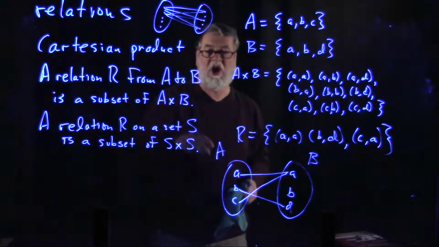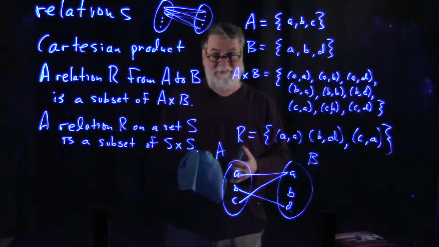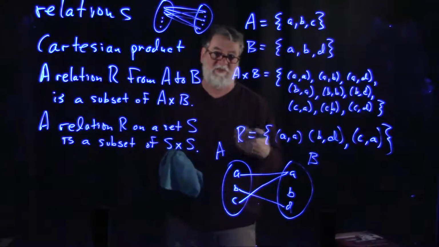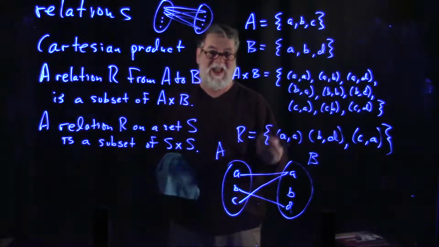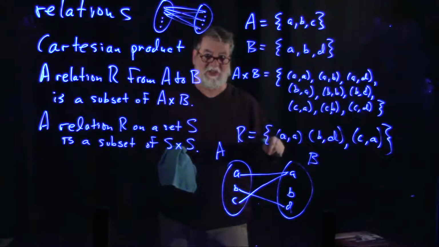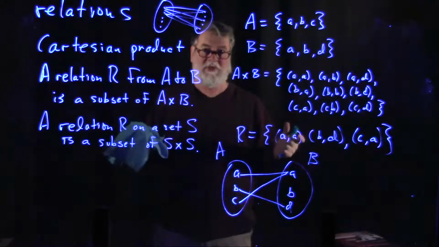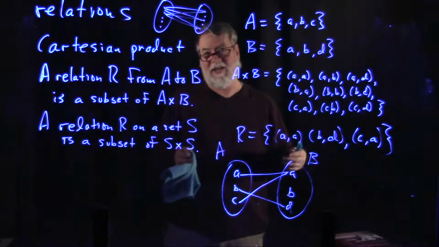Now, a relation R on a set S means that the two sets are the same. So this would be if you looked at everybody in Sterling and everybody in Sterling, and then asked who knows who, and you drew lines between every two people who knew each other. That would be the relation, and it would be using the same set on both the starting and receiving ends of the pairs.